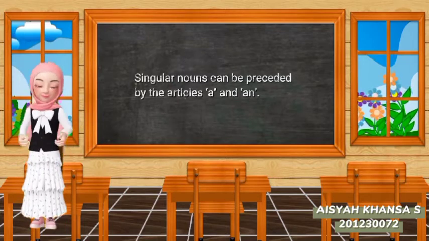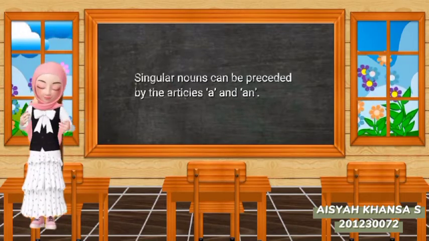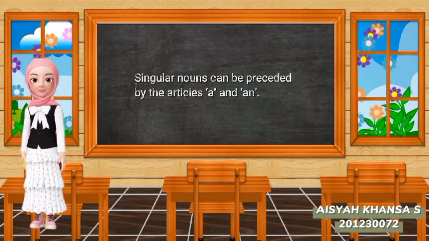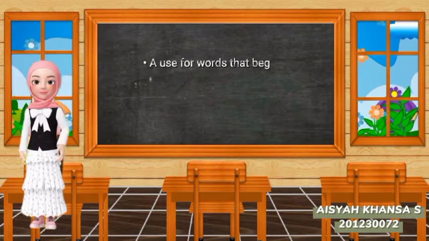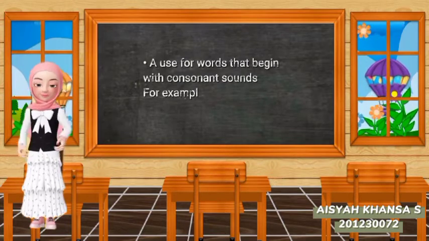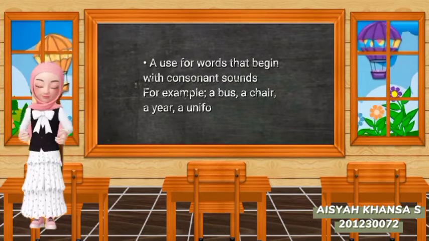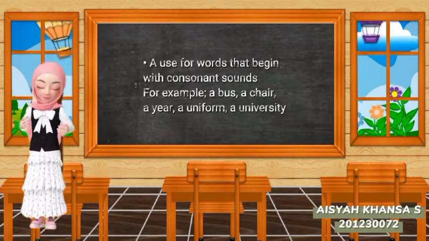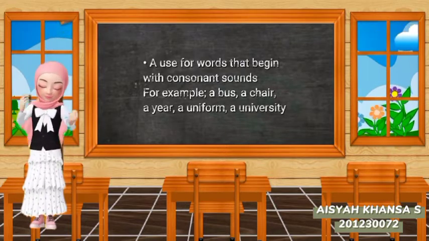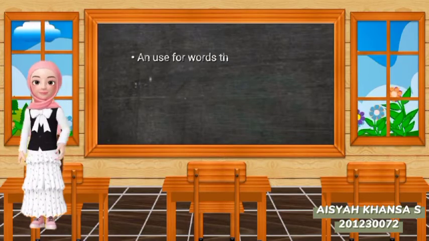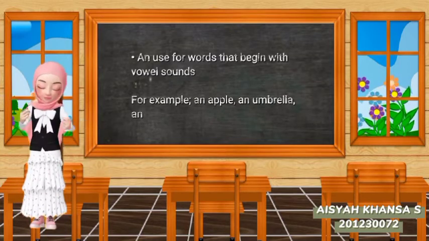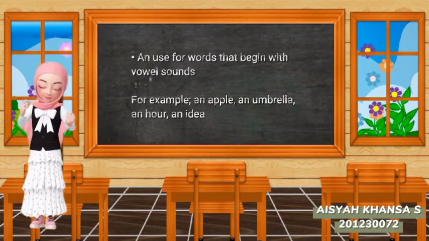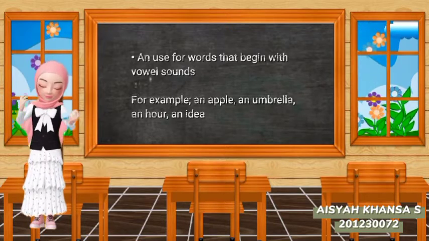Singular nouns can be preceded by the articles a and an. A is used for words that begin with consonant sounds. For example, a bus, a chair, a year, a uniform, a university. An is used for words that begin with vowel sounds. For example, an apple, an umbrella, an hour, an idea.